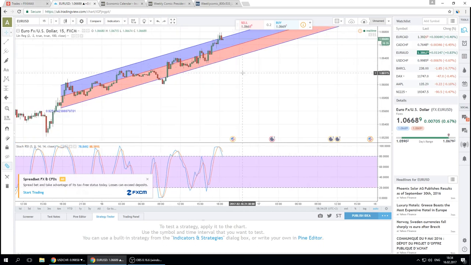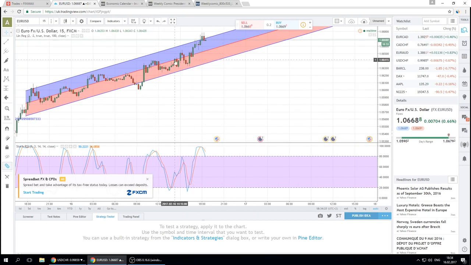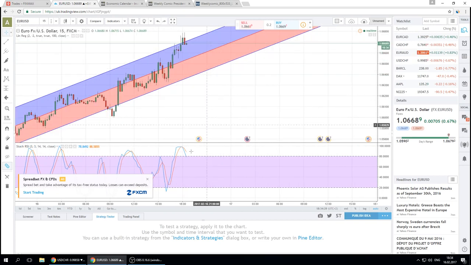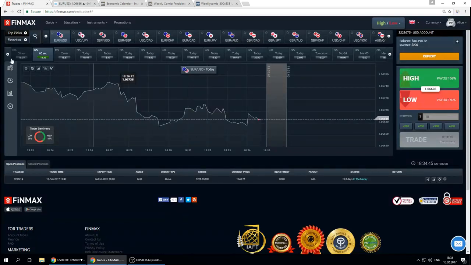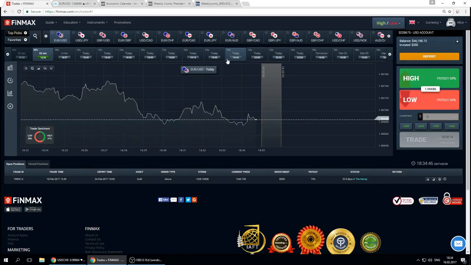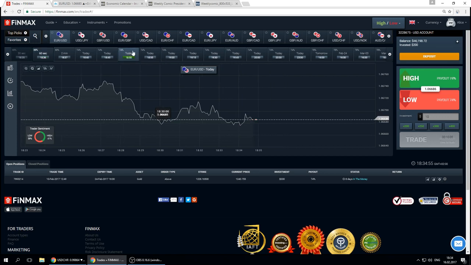So right now on the 15 minutes time frame, we see that Euro is growing. The stochastic RCI shows us that the prices are on their highs, so there is potential falling. Right now we're going to open one trade on Euro USD, 15 minutes. Right now we have 6:34, so 15 minutes means that this trade is going to expire at 6:50.